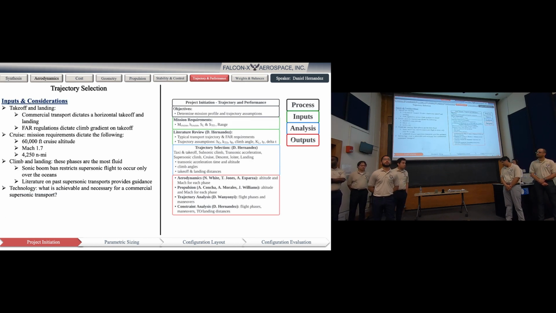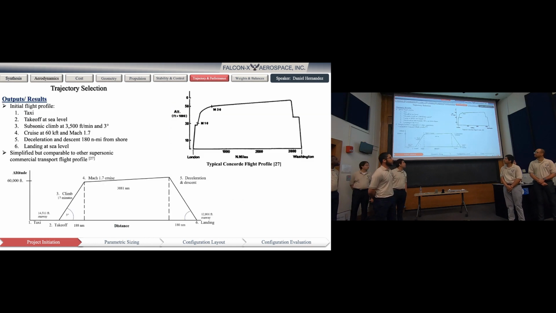So in our considerations, we consider the mission purpose, which gives us horizontal takeoff and landing. We consider the mission requirements, which gives us cruise Mach and altitude. And we also take FAR regulations into consideration. So for example, sonic booms are banned over land, so that forces us to have our deceleration and descent phase 180 nautical miles away from shore.